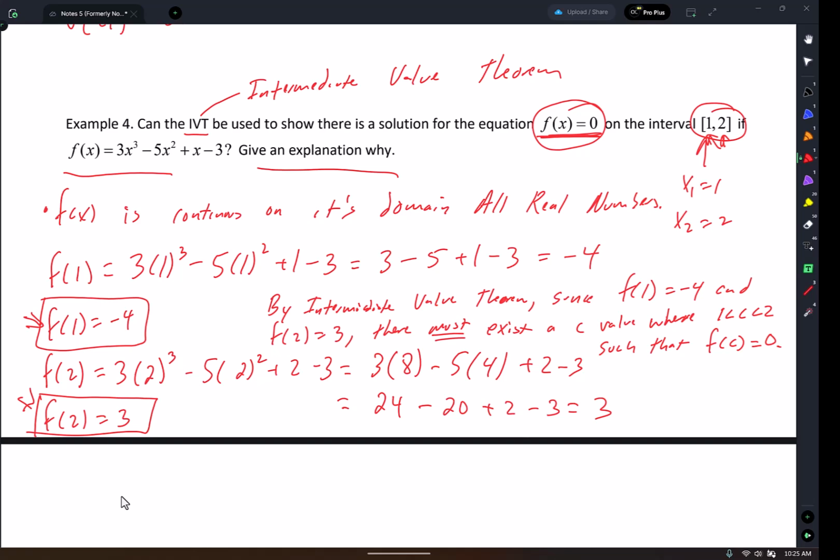Could you have also written bracket 1, 2, bracket? Yeah, it would have been fine. But I know that I don't hit it at 1, and I know that I don't hit it at 2. I know that this function is not 0 at 1 and at 2, so that's why I didn't put equal signs. But you could have if you wanted to. You're not wrong. Hit me, guys. We're good? Okay.